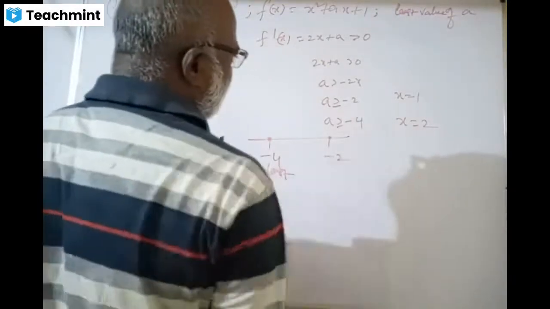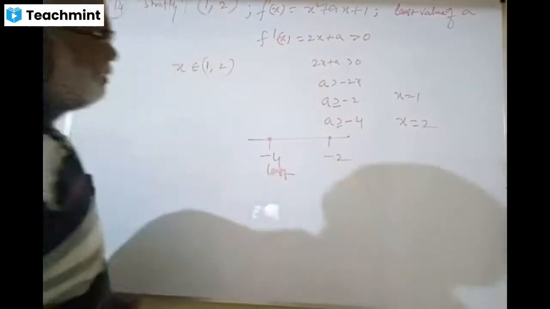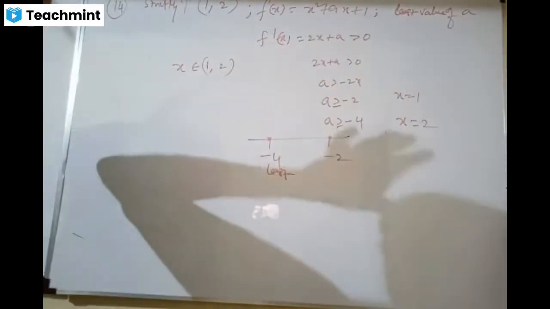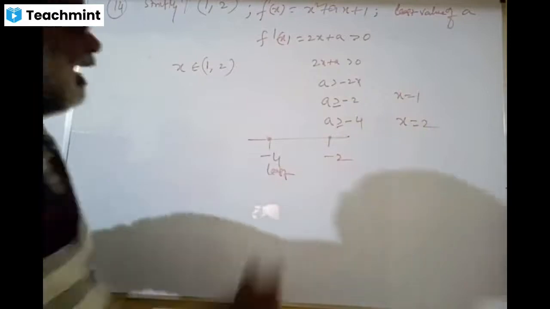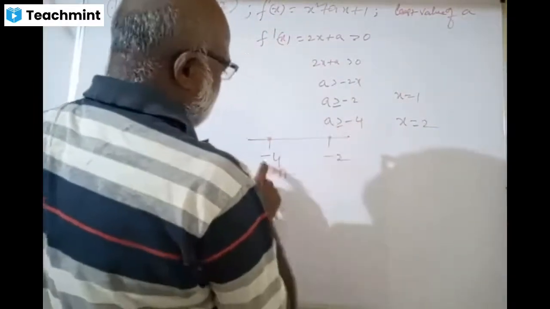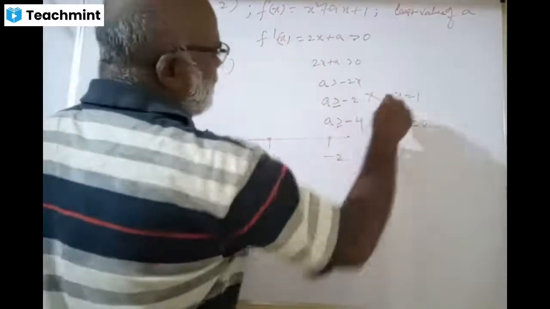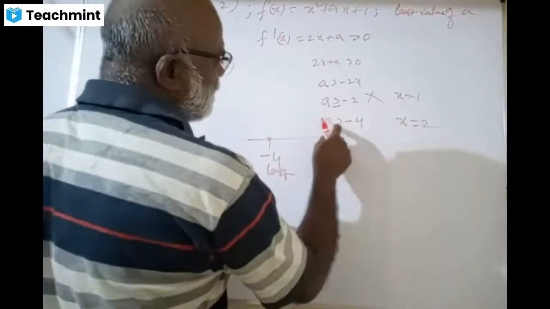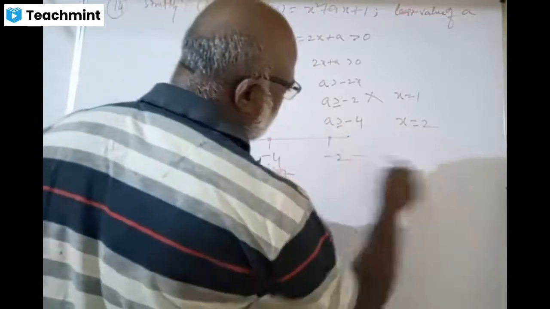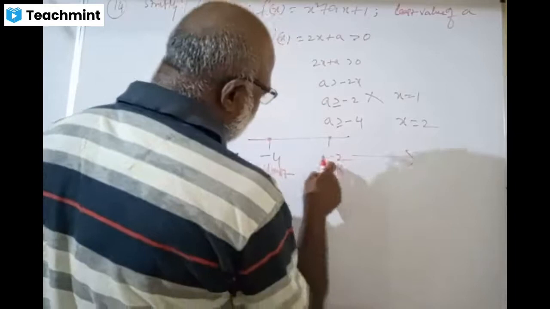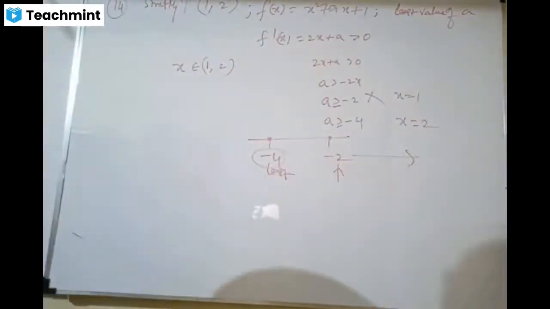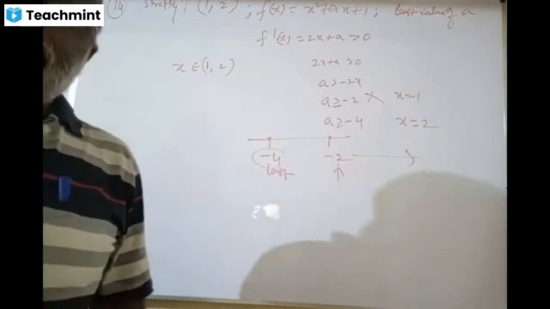Highest we can't say. So the least value is minus 4. A is greater than or equal to minus 4 at the start point of this. There are two possibilities: a greater than or equal to minus 4, and a greater than or equal to minus 2. So of these two, which is the least value? Minus 4 is the least value. Clear?